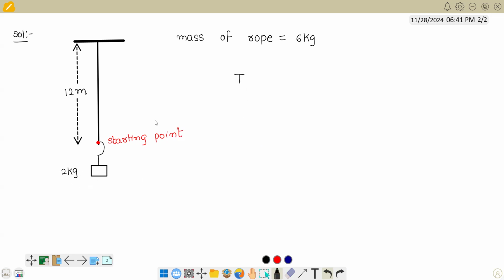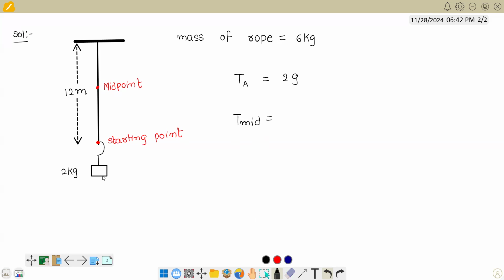So the tension at this starting point, let me call this A. Tension at A is mass below it, which is 2 into G. So the tension here is 2G. Let us assume G as 10 and we'll get 20, or else I'll just leave it as 2 into G. Now suppose I take a midpoint, even though it is not necessary for this problem. If I want the tension at this midpoint, it is mass below it into G.